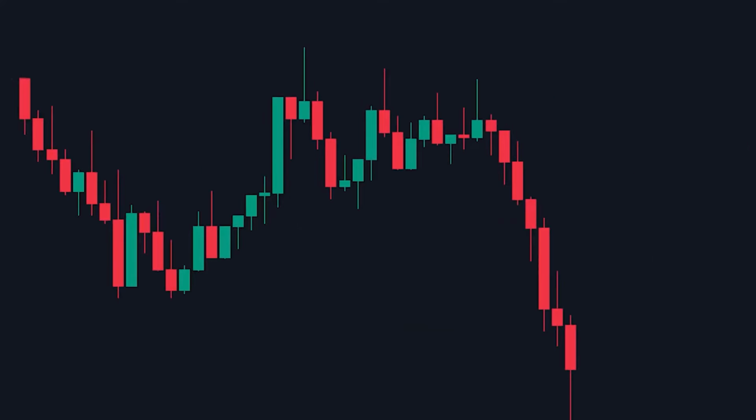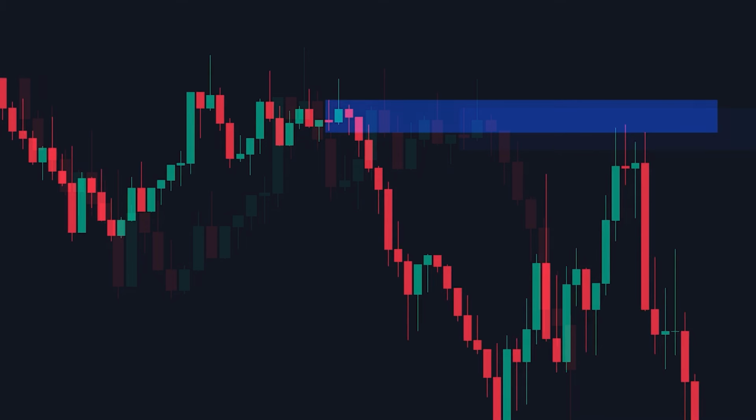So the order block itself is a formation in the form of a single candle, followed by a strong rise or fall. It can be found absolutely everywhere, on any time frame, any currency pair, any asset, and there are several ways to identify it.